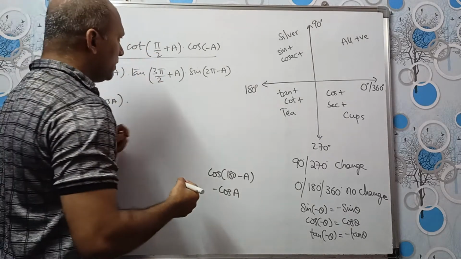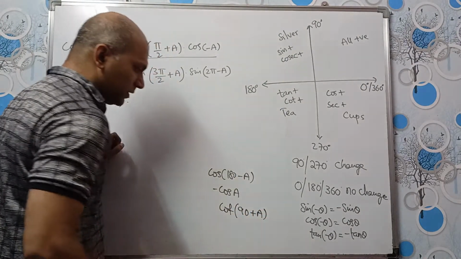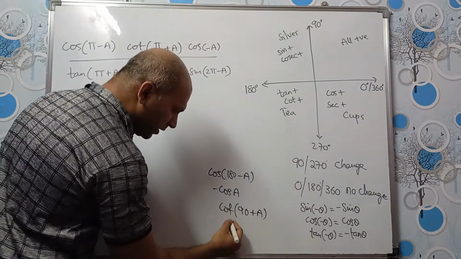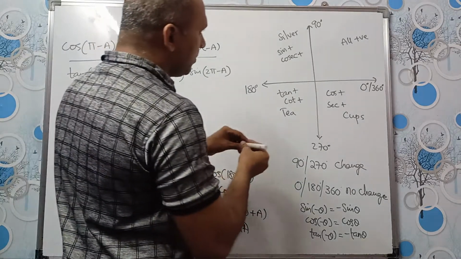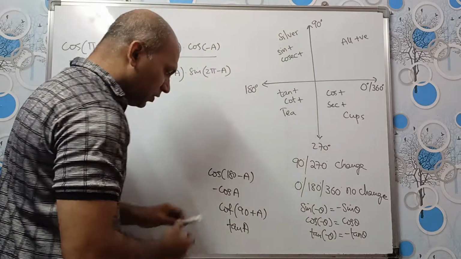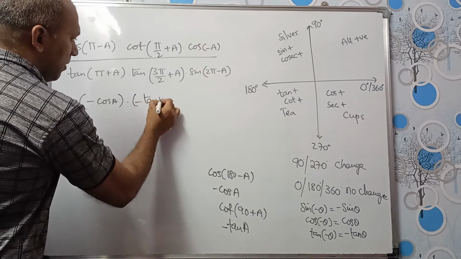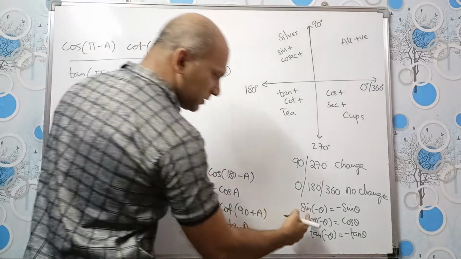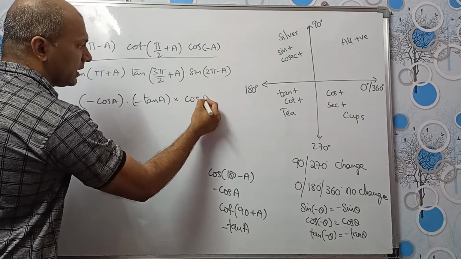Now cot(pi by 2 plus a), that is cot(90 plus a), right? At 90 the ratio will change, so cot will become tan, so it will be tan a. Now 90 plus theta will lie in the second quadrant, and cot is negative, so this will be minus tan a. So this is minus tan a multiplied by cos(minus a). See, cos minus theta is cos theta, so we can write this as cos a.